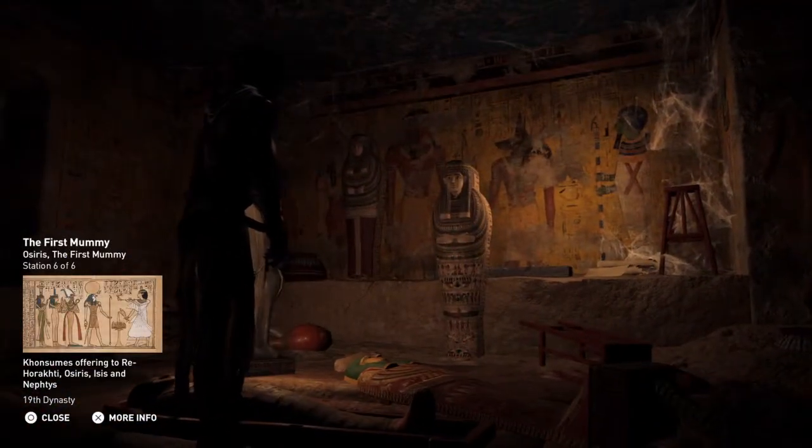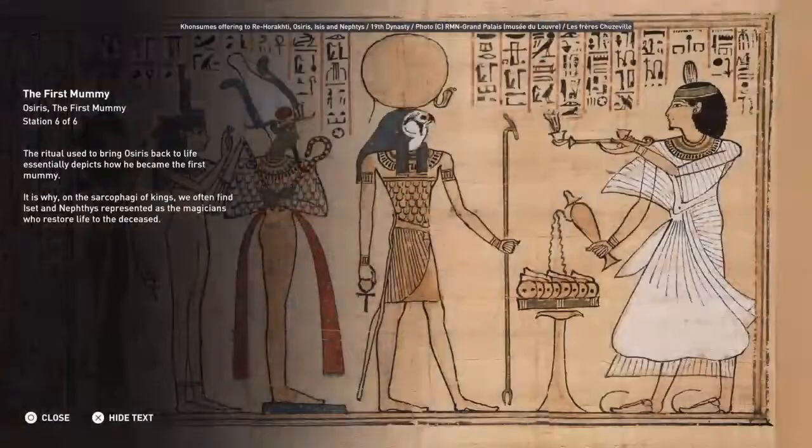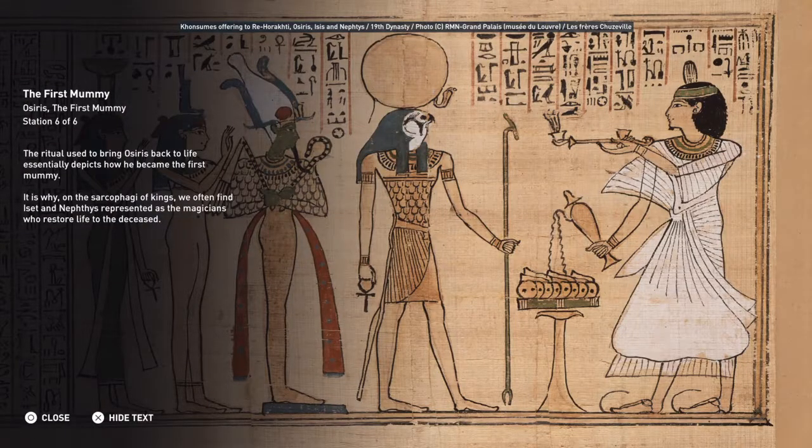The ritual used to bring Osiris back to life essentially depicts how he became the first mummy. It is why, on the sarcophagi of kings, we often find Isis and Nephthys represented as the magicians who restore life to the deceased.